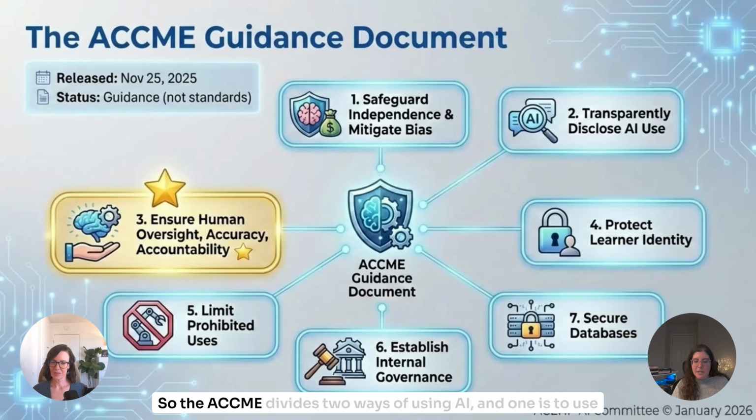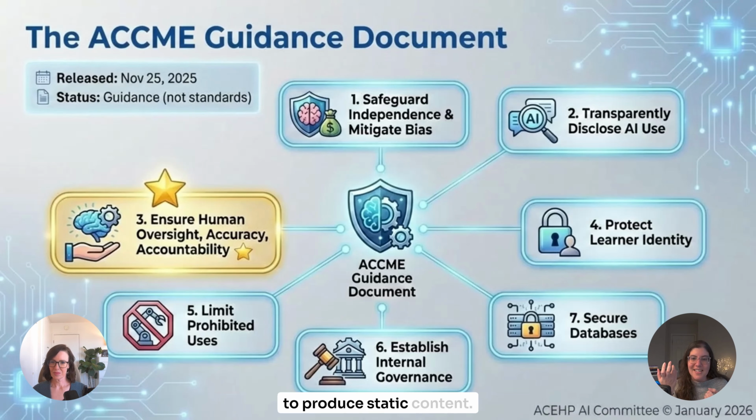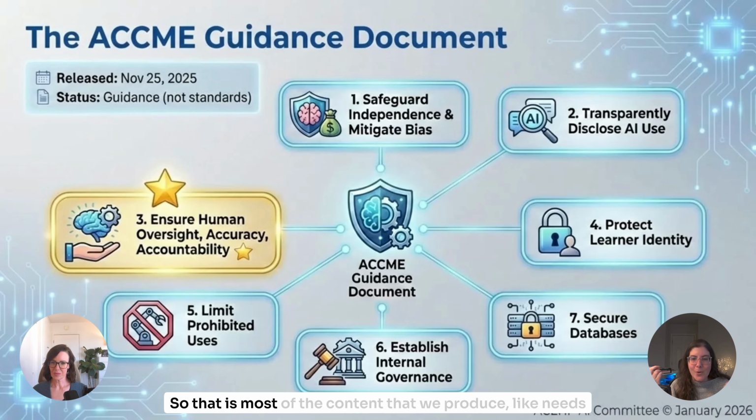So the ACCME divides two ways of using AI, and one is to use AI to produce static content. So that is most of the content that we produce, like needs assessments, like slides, like monographs, etc. The other way of using is the dynamic use, and that is when companies have, for example, AI-based chatbots that learners can interact with, or students or patients can interact with.